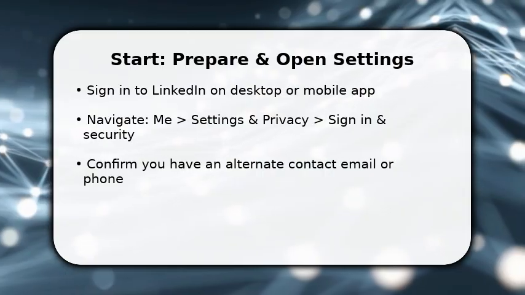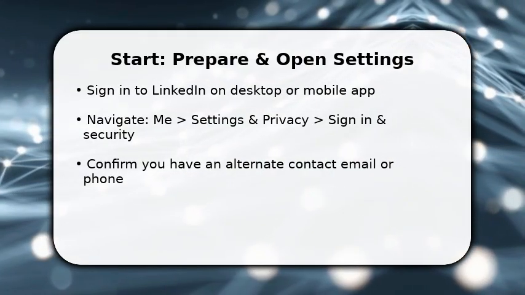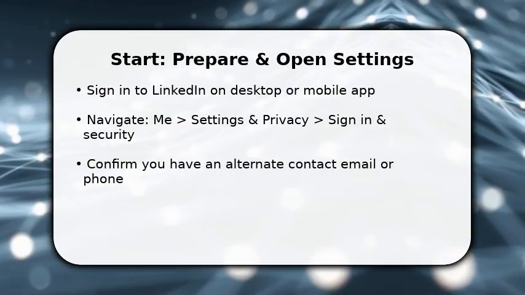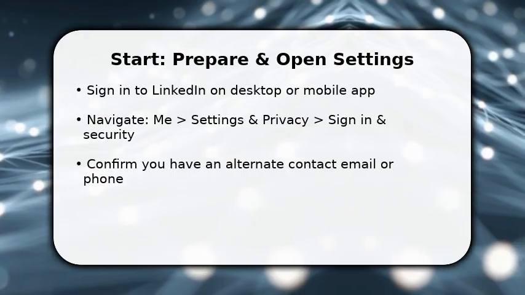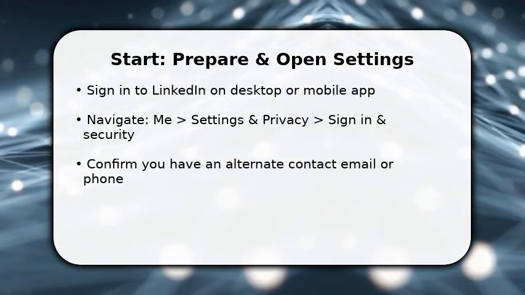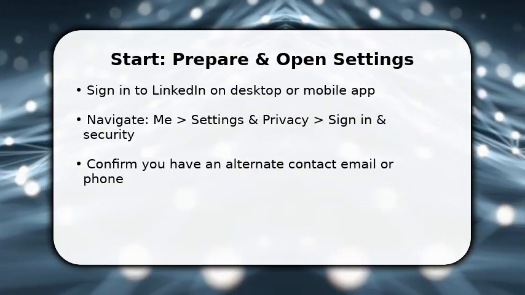Make sure you already have an alternate email or phone verified. You can't remove your primary contact otherwise. If you don't, add and verify one now. Once added, pause and confirm verification so the account keeps a reachable recovery option before proceeding to unlink the target email.